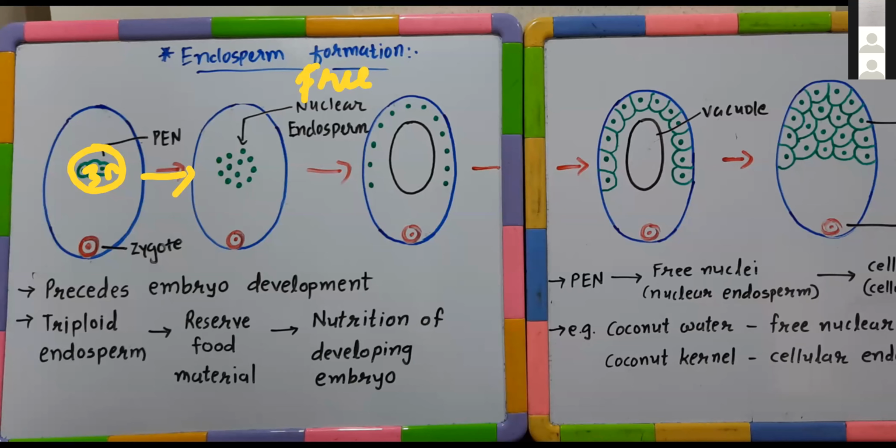Gradually, these nuclei move towards the periphery of the embryo sac, and later on cytoplasmic division occurs. Each one is surrounded by some amount of cytoplasm, and around each one, cell wall formation takes place like this. And finally, the cellular endosperm also comes into existence.